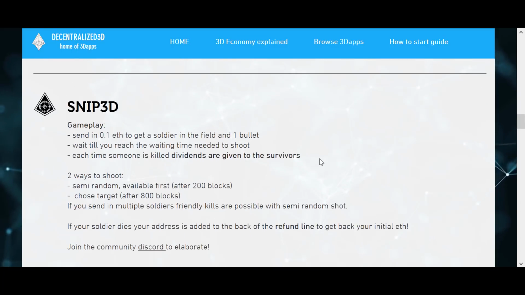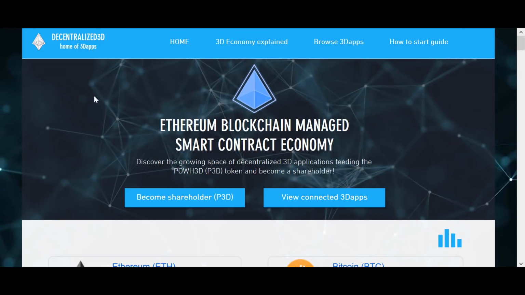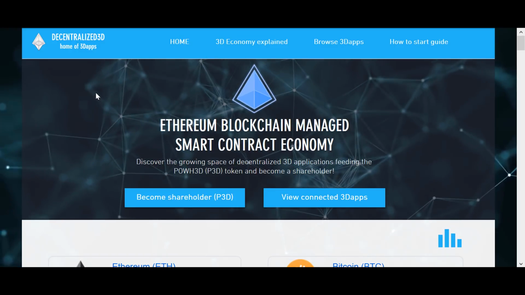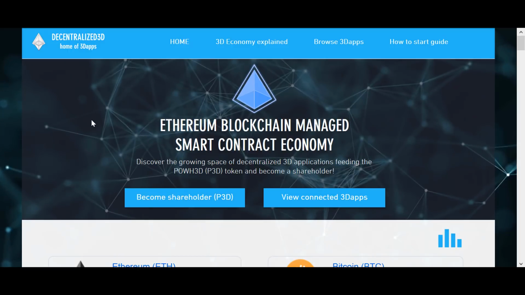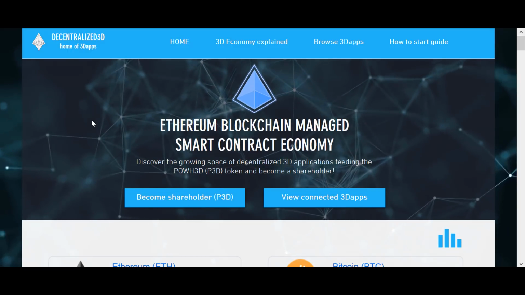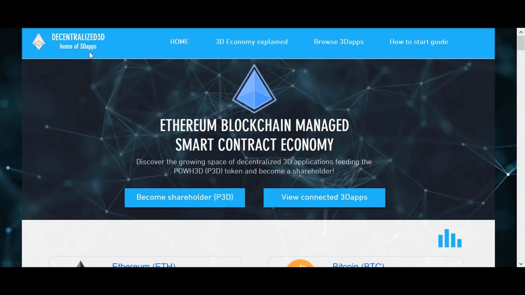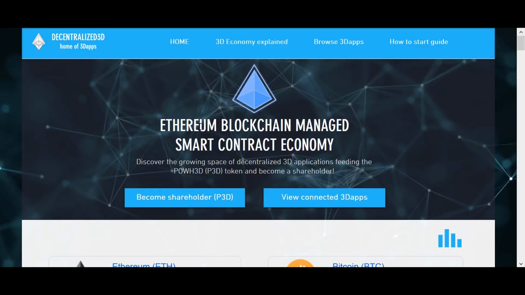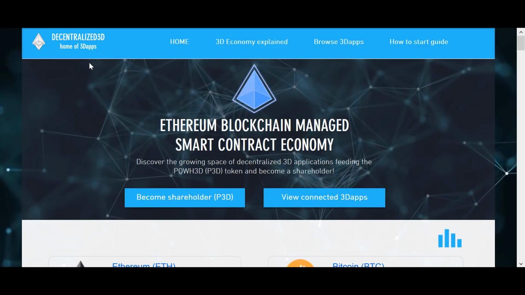So if you ever wanted to know what's going on, this is the place to come. Once you come to this page, you'll get a pop-up, and you enter your email, and they will notify you of any major news announcements developing in this space. So this is a great decentralized 3D home of 3D dApps. I'll put this link in the description below, so look for it there.